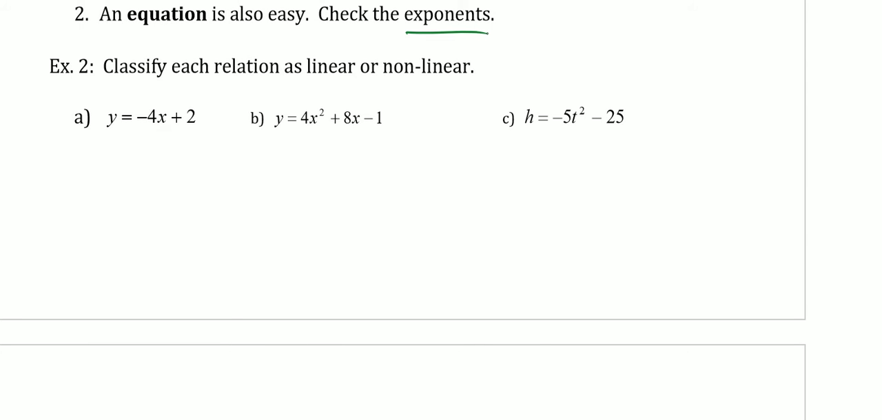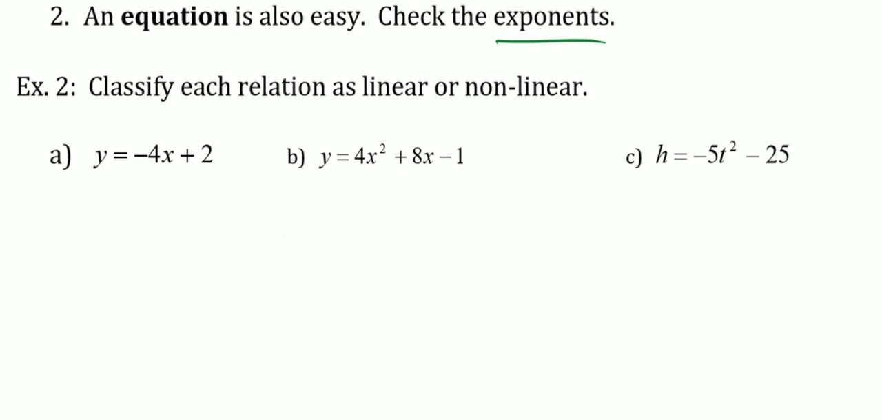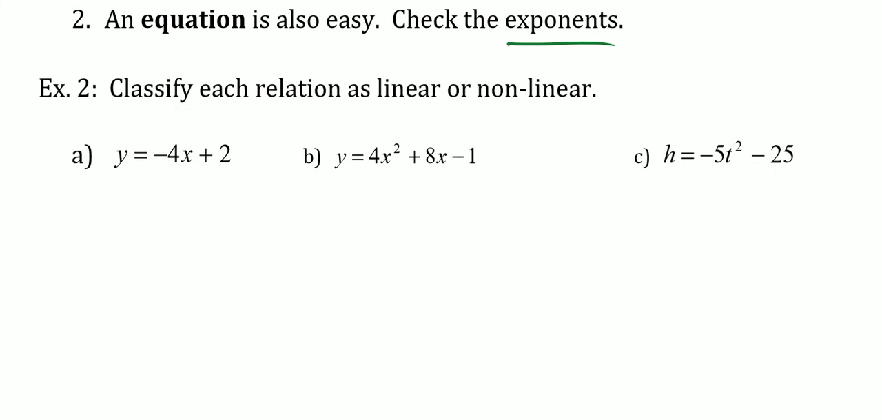So what we do is we look at the exponents. If you see an exponent on a variable, it is nonlinear. If there are no exponents, that means the exponent is 1, but we don't have to worry about that right now. You know that the exponent's 1, it's linear.